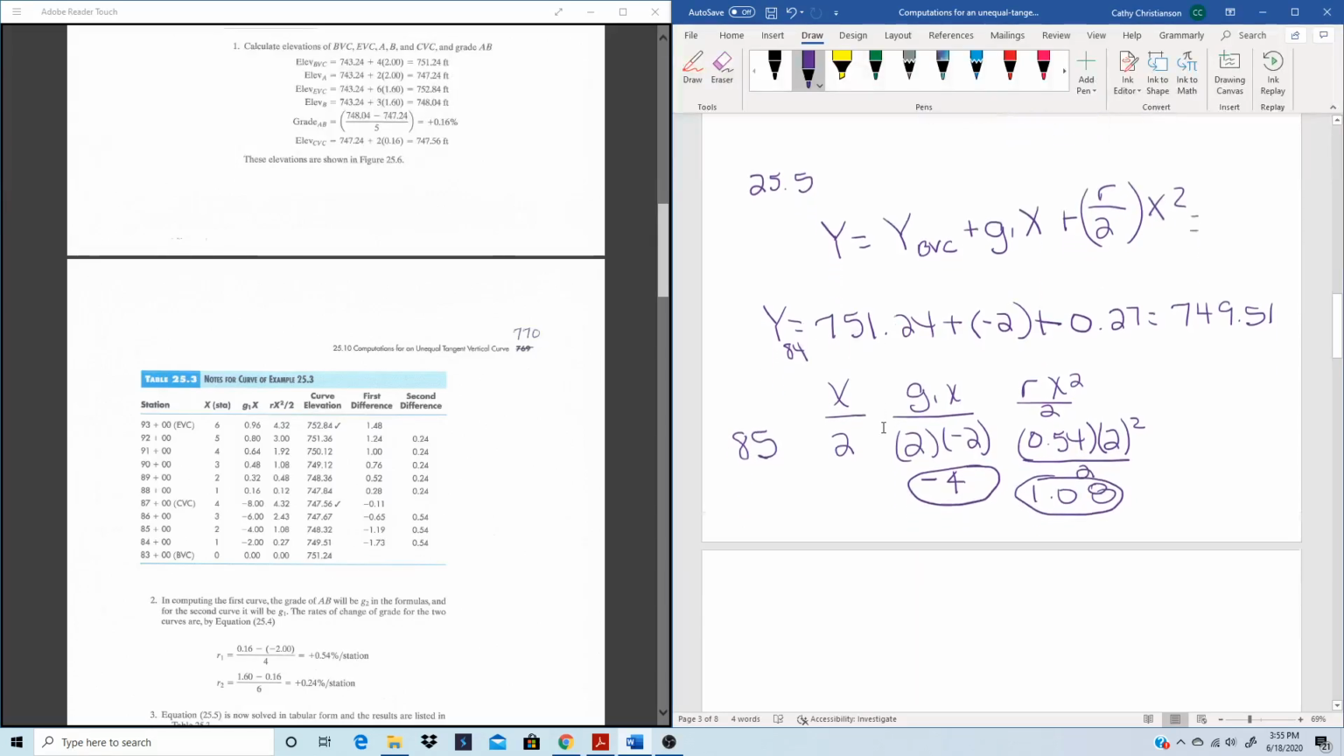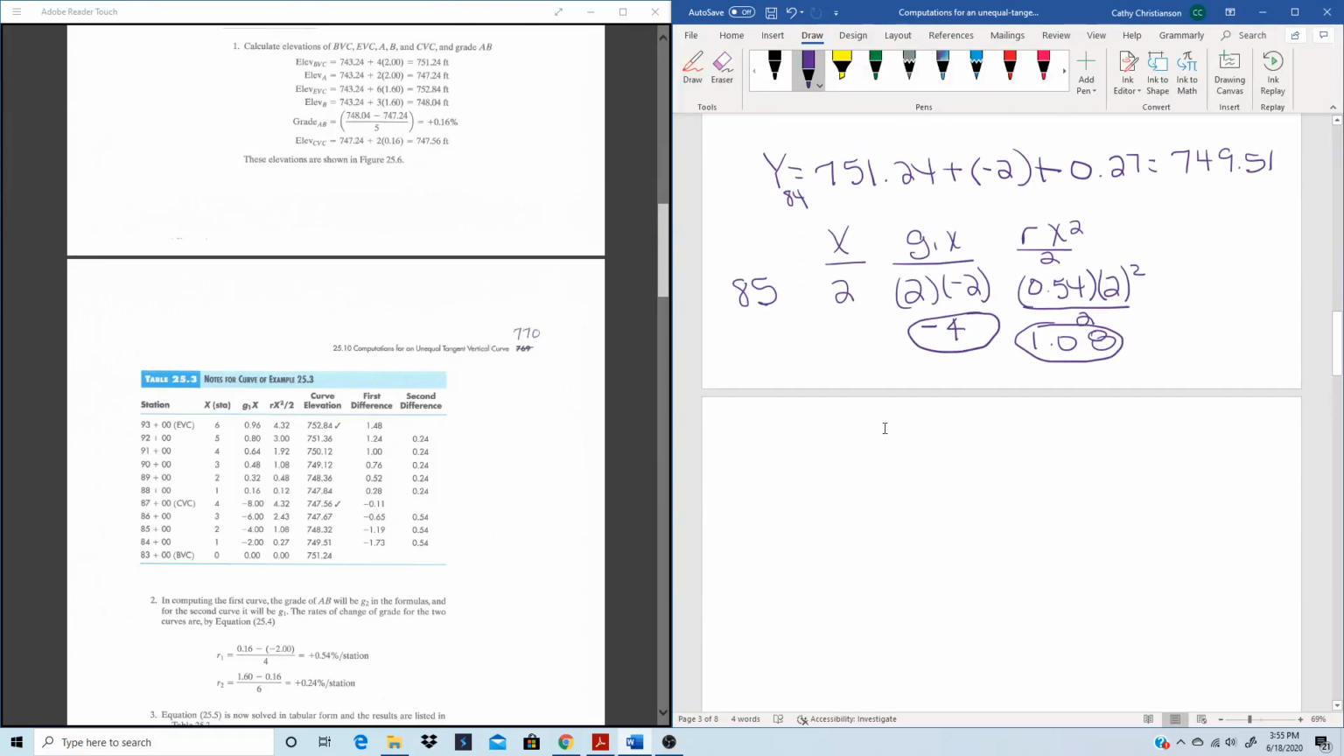So now if I want to do the elevation, y equals 85. It's going to be your beginning vertical curve, so we're going back to that 751.24, plus our g1 times x, which is a negative 4, and plus our rx squared, which is 1.08. And the elevation for 85 would be 748.32.